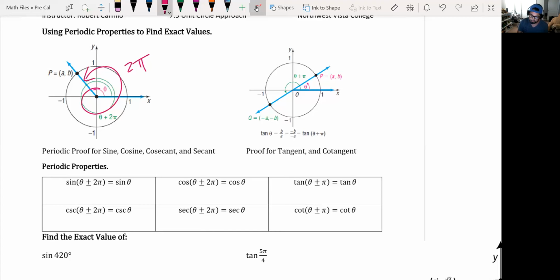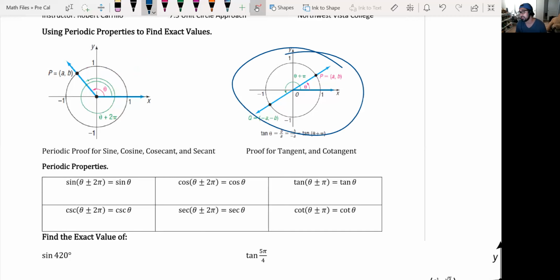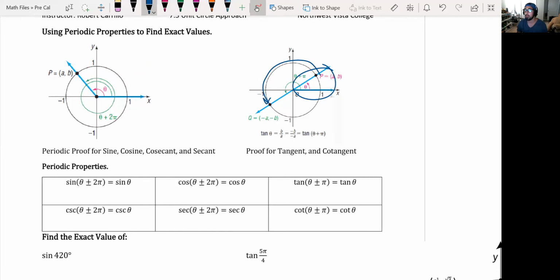For the last 2 functions, tangent and cotangent, well, these guys, they only repeat themselves every pi. That's it. So here we start off with our point AB, and to get to the same exact values, all we have to do is a revolution of pi, and you'll get the same exact value. So that's how they repeat themselves. Tangent and cotangent repeat themselves only every other pi.